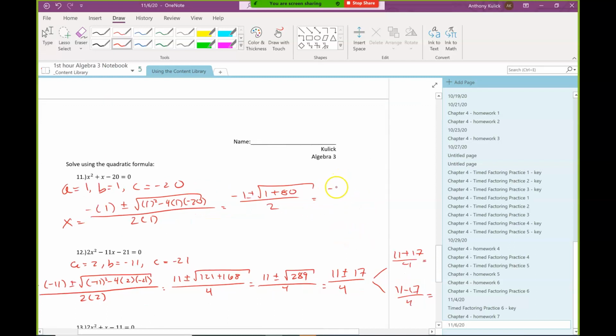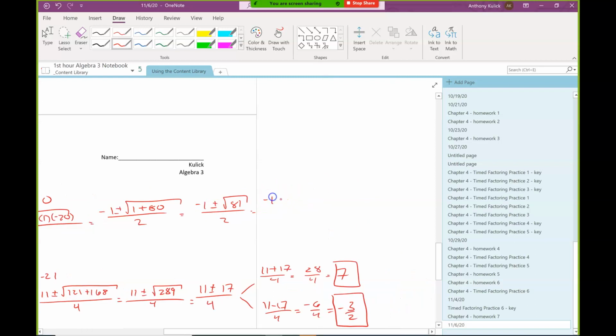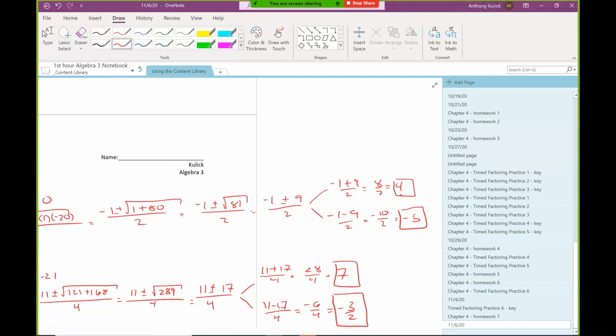1 plus 80 is 81. And the square root of 81 is 9. So negative 1 plus 9 over 2 is 8 over 2, which is 4. And negative 1 minus 9 over 2 is negative 10 over 2, which is negative 5. Okay with that? Yeah, of course.